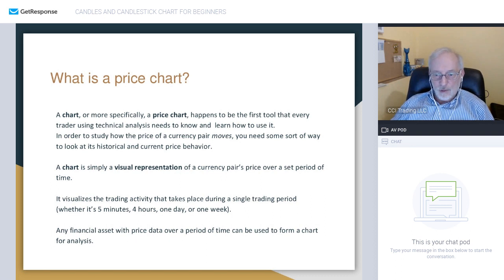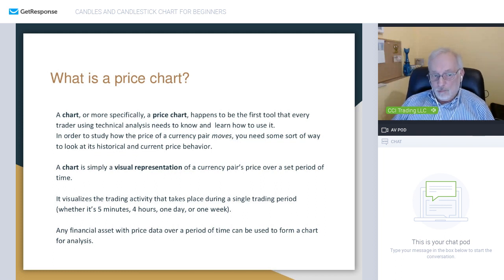So let's start with the main subject of our meeting. What is a price chart? A price chart happens to be the first tool that every trader is using in technical analysis, and he needs to know and learn how to use it.